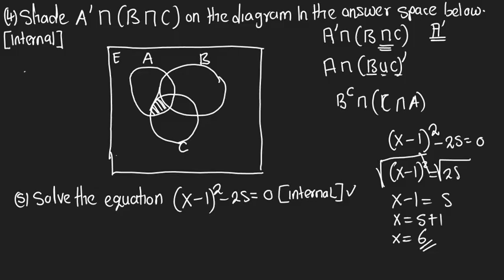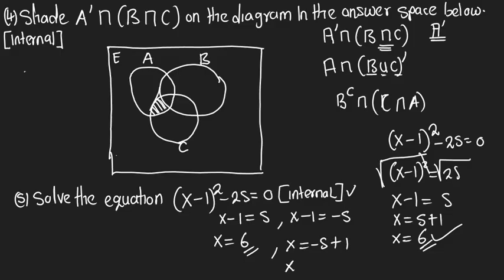Suppose they wanted you to find two answers, because the square root of anything is supposed to be plus or minus, meaning you're going to have two equations. The first equation is the same one which we have here. The second equation is going to have minus 5, because the square root of 25 is negative 5 or positive 5. So your x is going to be 6, which we have already found, or your x can be equal to negative 5 plus 1. What is negative 5 plus 1? Negative 6.